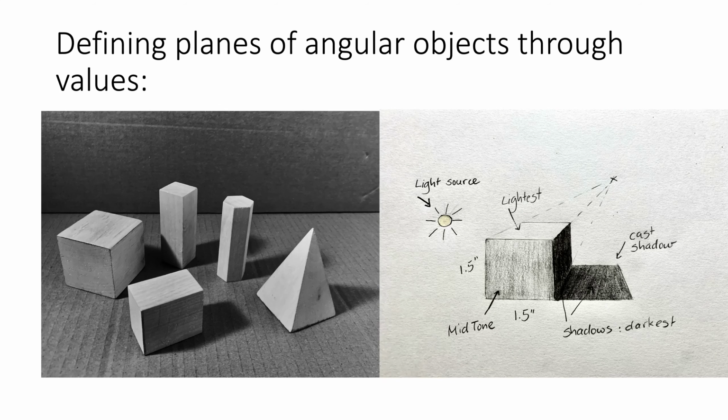We're going to draw a cube next. Remember, when you shift from one side to the next, you have to shift the value, as your light source will affect each side of your cube differently. This is how you make an angular form, like your cube, look 3D by using values.